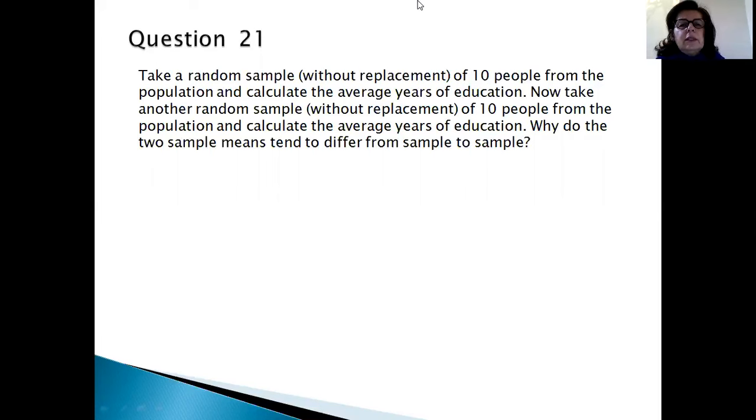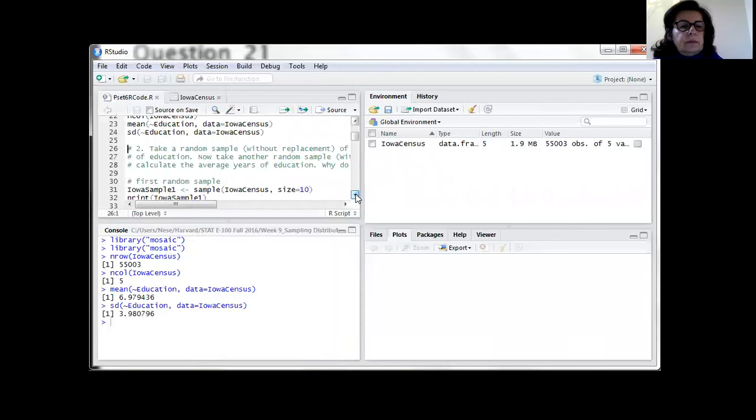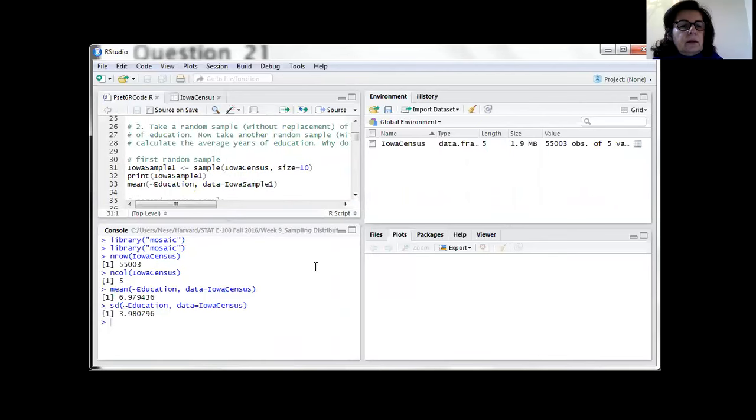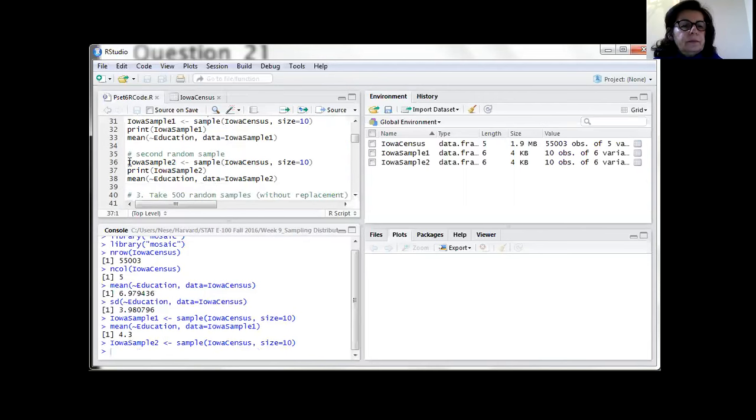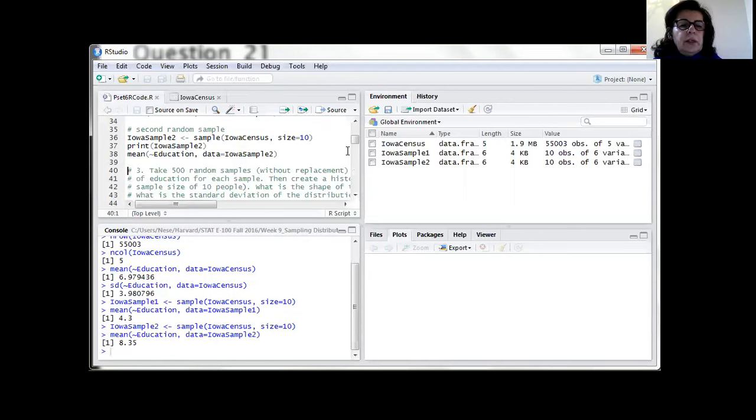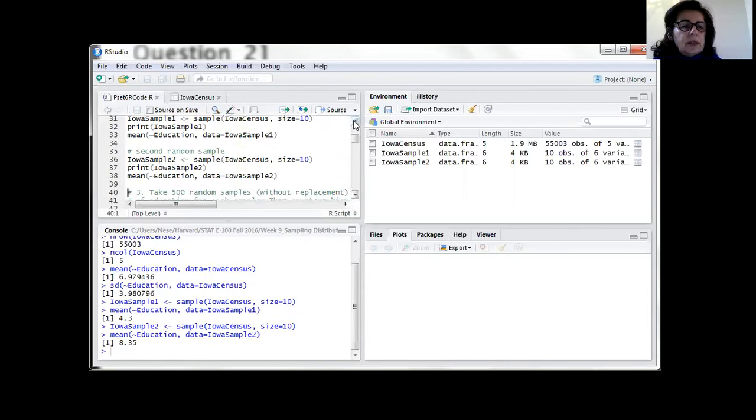Let's see if this is the case, first of all. Look at our first sample. And look at the mean, 4.3. Take another sample. Look at the mean, 8.35. So for the first sample, we had 4.3. For the second sample, 8.35. So it jumps around.